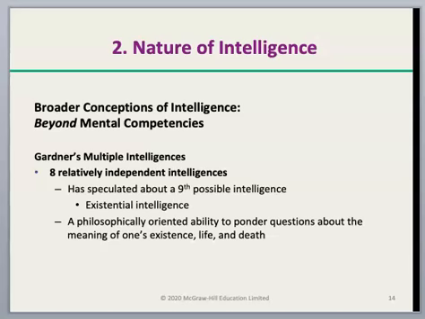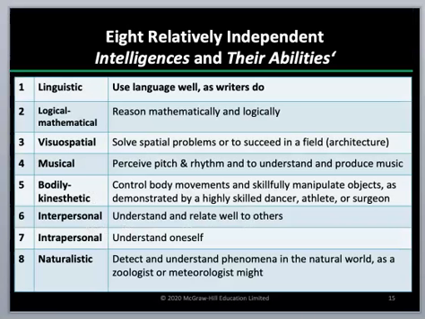The 9th is not on there, but it's existential intelligence, which is a philosophically oriented ability to ponder questions about the meaning of one's existence, life, and death. So that has not yet made the chart, but it is possibly in the making. So here we have the 8 intelligences that Gardner has outlined.